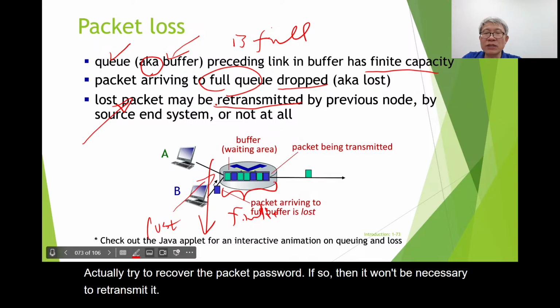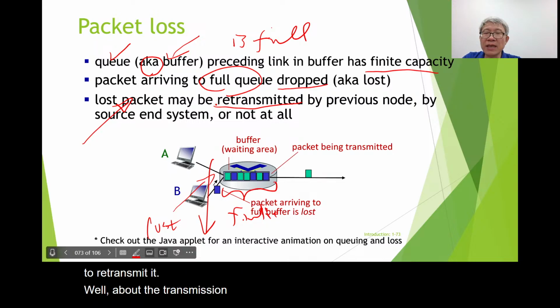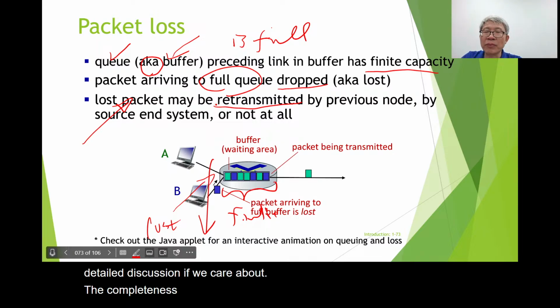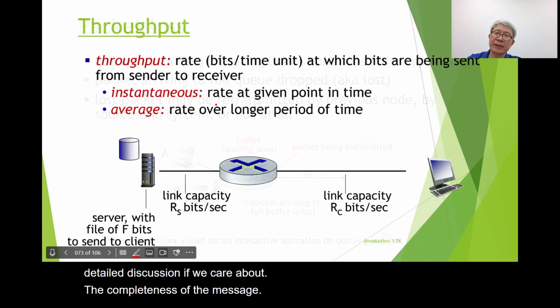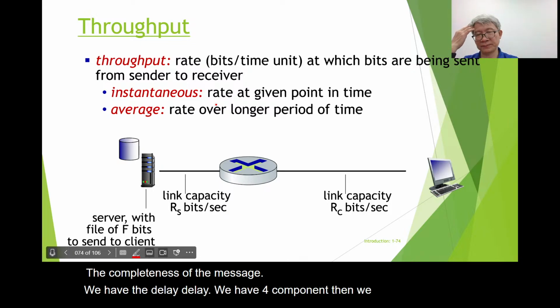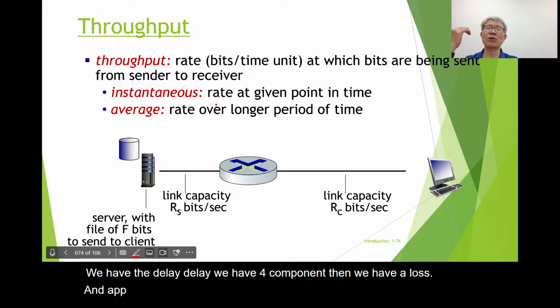About retransmission, later in another chapter we will have a detailed discussion, if we care about the completeness of the message. Well, we have delay, with 4 components. Then we have loss. And of course, we can have real tools to make the measurement.